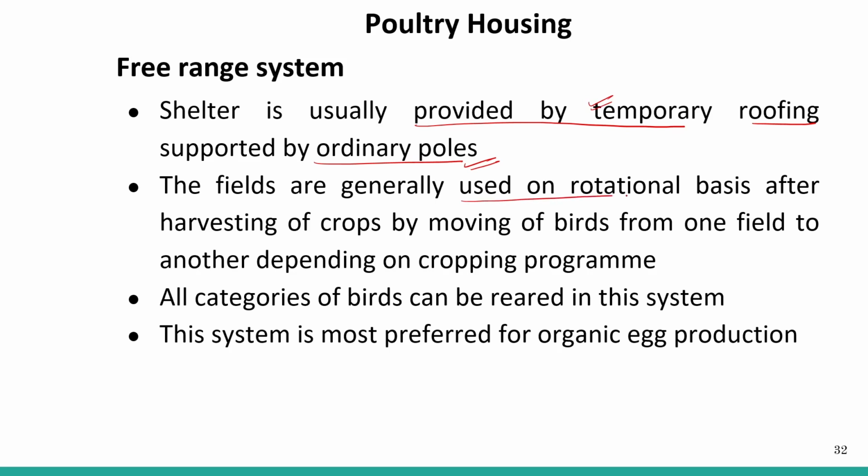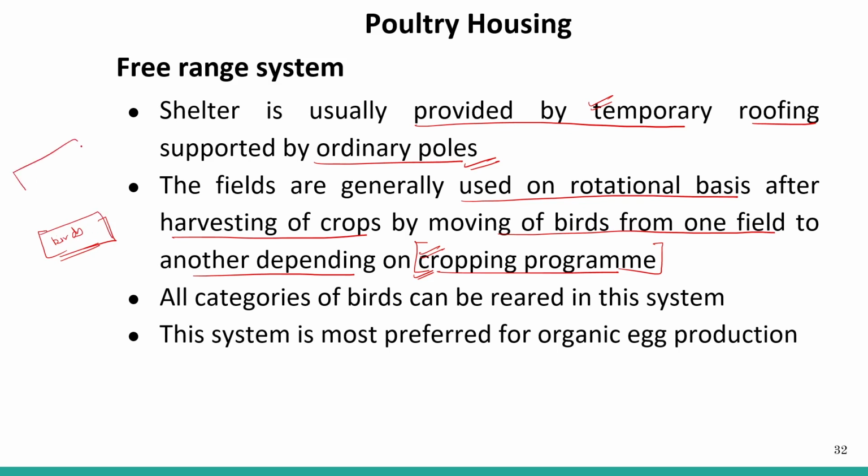The fields are generally used on a rotational basis after harvesting of crops, by moving birds from one field to another depending on the cropping program. So we are having cropping also, and according to the cropping program we change the field. Suppose birds are kept in one season at this particular site in the farm, and there is cropping of some crop here. In the next season, birds can be shifted to another site and cropping can be done at this site. So the fields are generally used on a rotational basis.